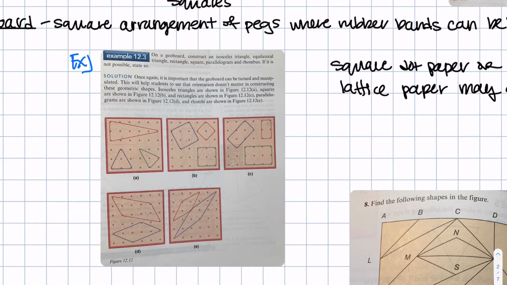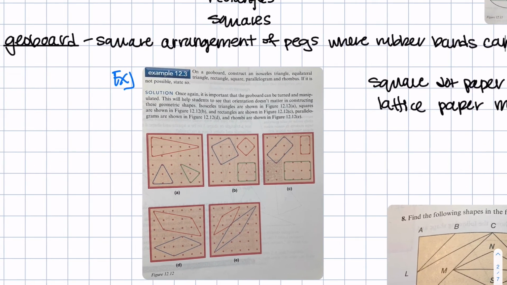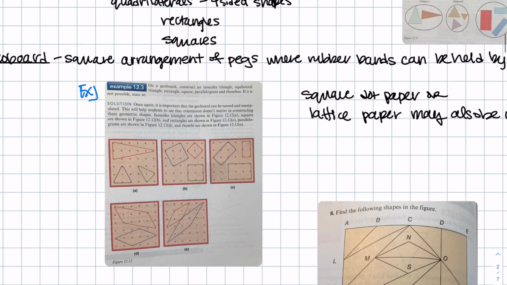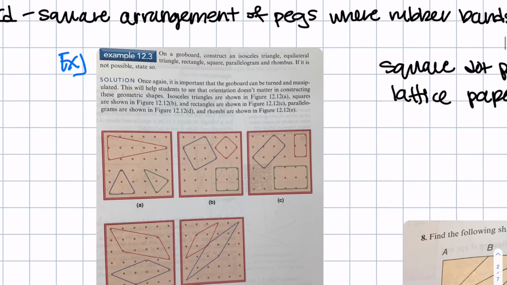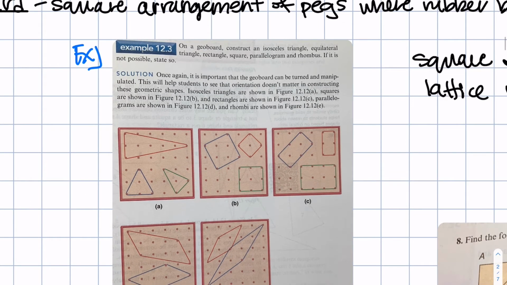But these rectangular ones are good for equilateral triangles, or isosceles triangles, and rectangles and squares and so on. Okay, so for example here, looking at this example 12.13, on a geoboard we can construct an isosceles triangle, an equilateral triangle, a rectangle, a square, a parallelogram, and a rhombus. If not, say it's not possible.